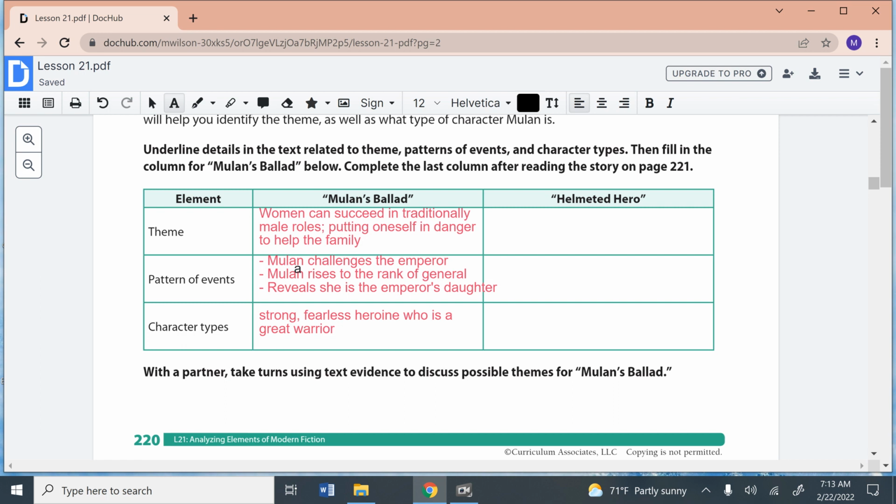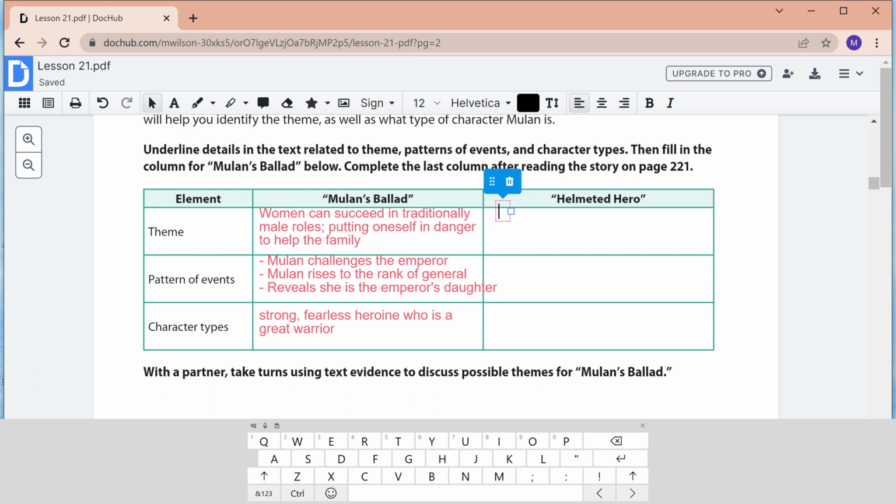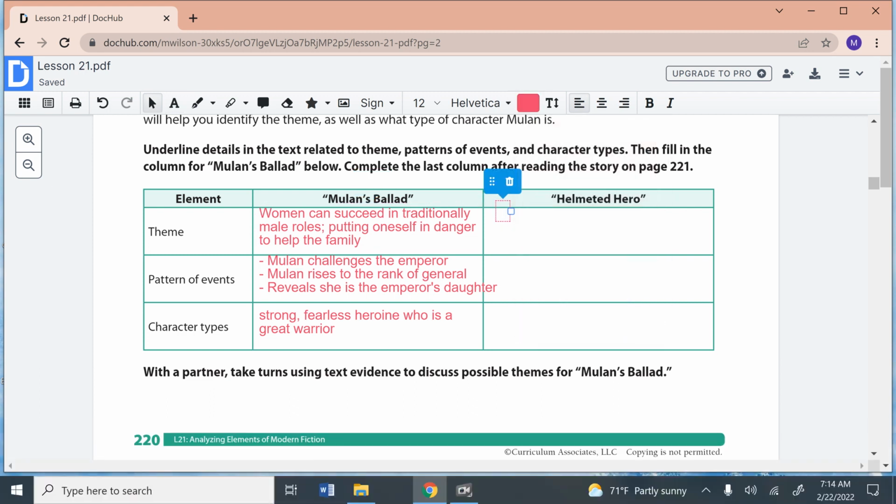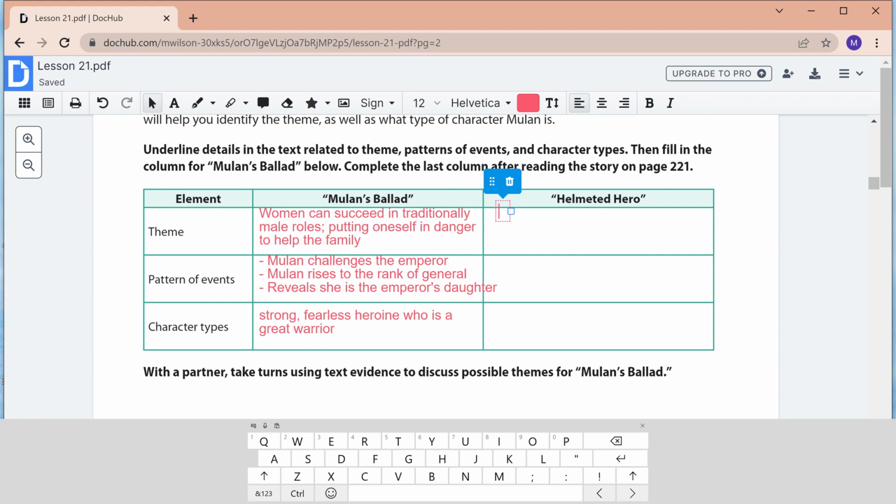Now, if you look, the theme that we originally put for Mulan's Ballad was women can succeed in traditionally male roles, putting oneself in danger to help the family. One possible theme here is that women still can do things that are traditionally completed by men. So women can succeed in traditionally male roles. I'm going to go ahead and type that in. Okay, so women can succeed in traditionally male roles.